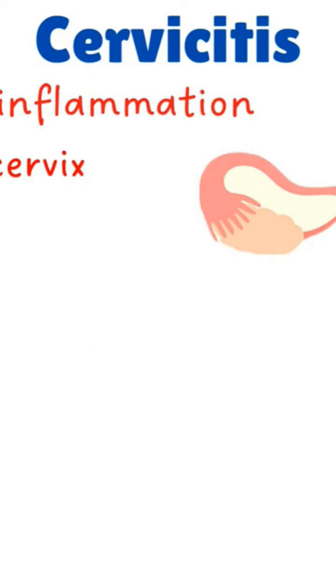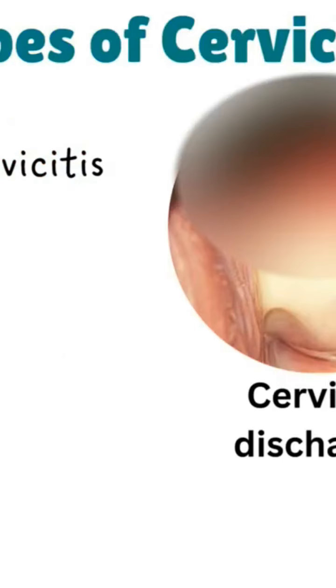Cervicitis is an inflammation of the uterine cervix, which is the lower, narrow end of the uterus that opens into the vagina. There are two types of cervicitis. The first type is acute cervicitis, also known as infectious cervicitis, which is usually caused by infection, and the second type is chronic cervicitis, which is the non-infectious type, usually due to irritation.